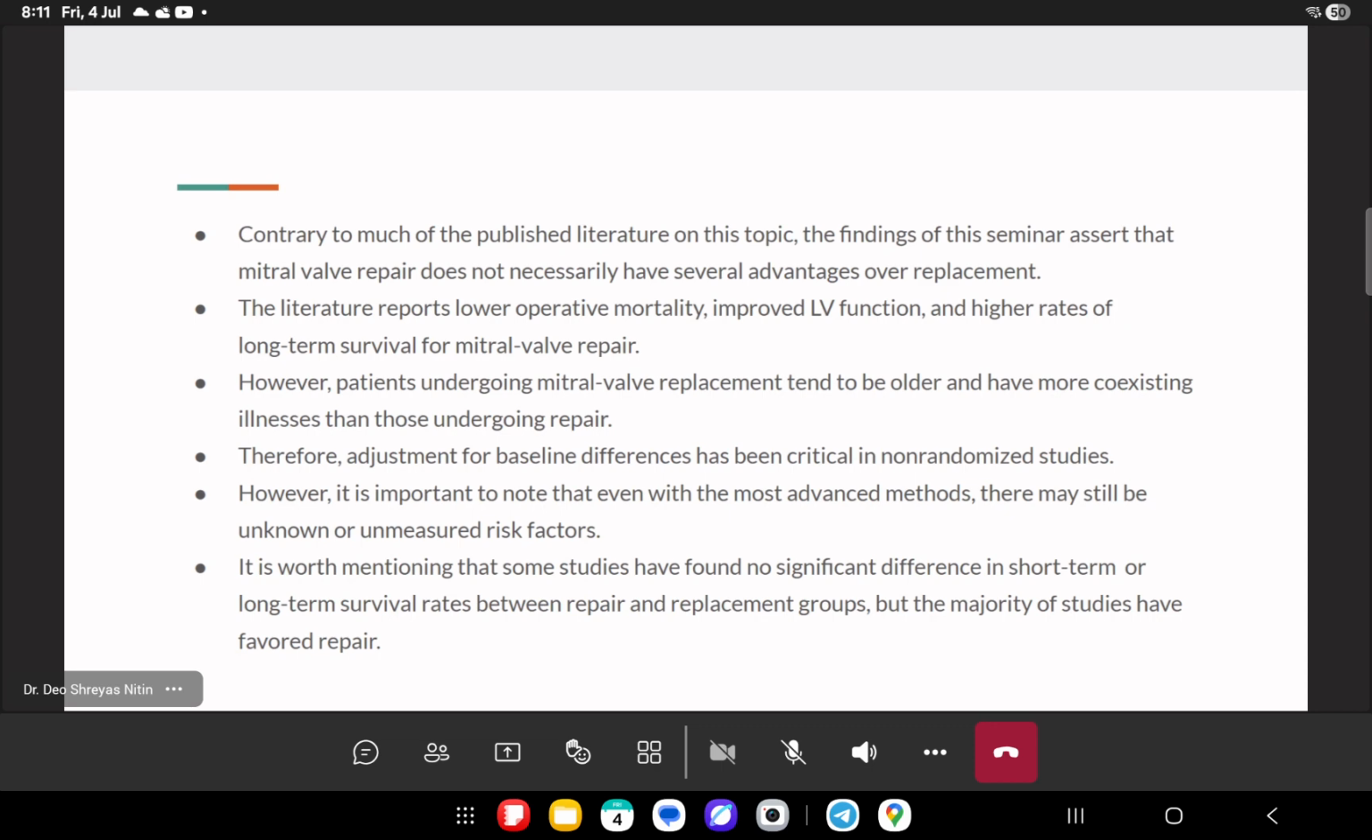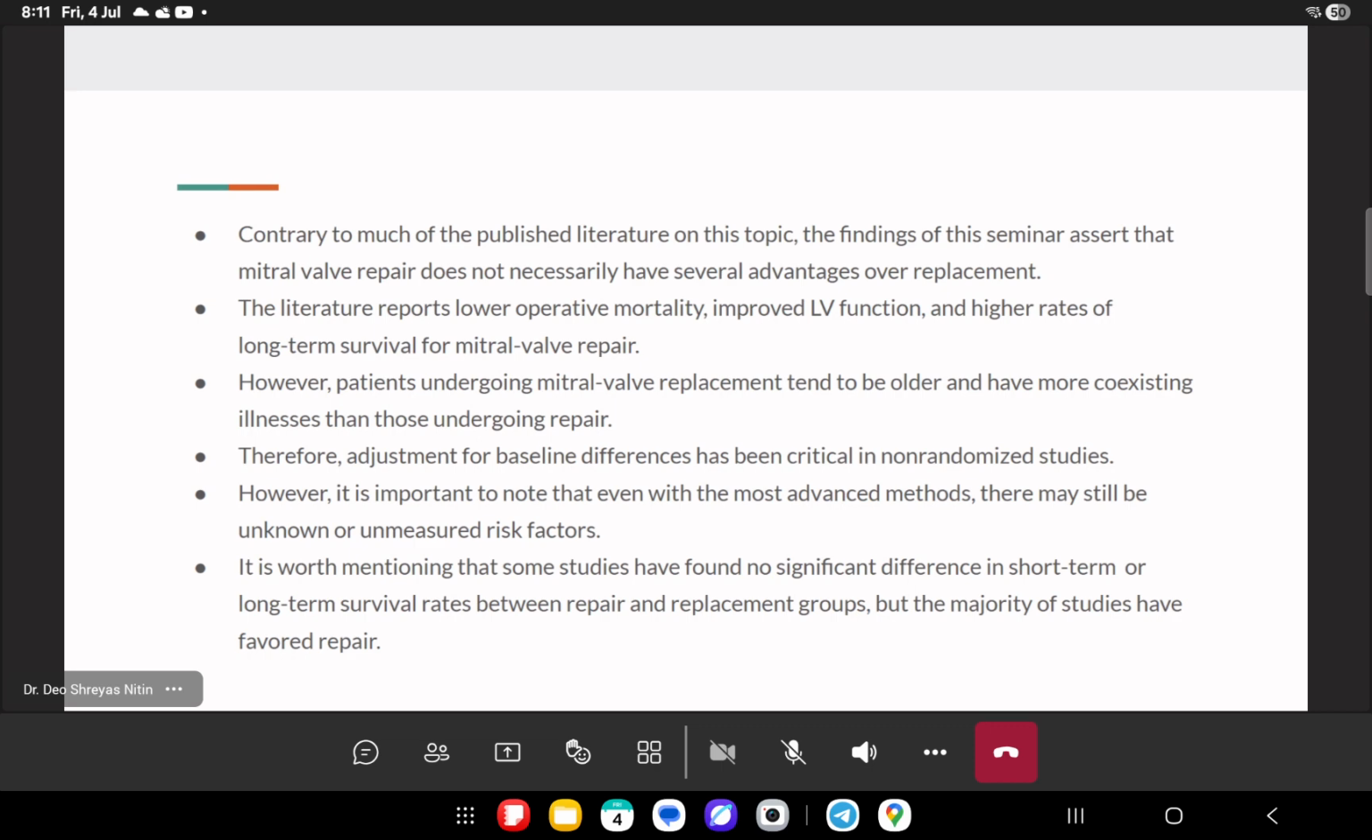The literature reports lower operative mortality, improved valve function, and higher rates of long-term survival for mitral valve repair. However, patients undergoing mitral valve replacement tend to be older and have more coexisting illness than those undergoing repair. Therefore, adjustment for baseline differences has been critical in non-randomized studies. However, it is important to note that even with the most advanced methods, there still may be unknown or unmeasured risk factors.